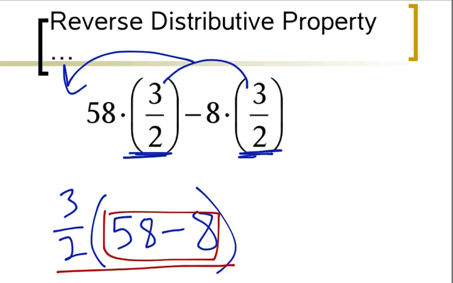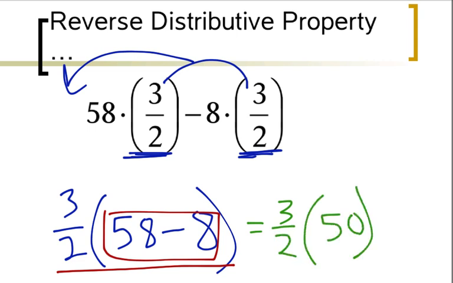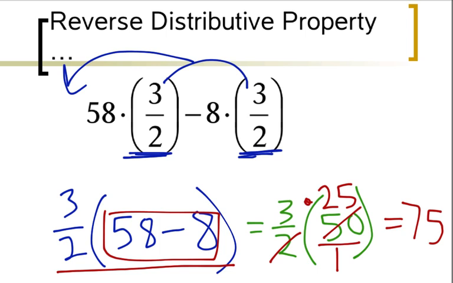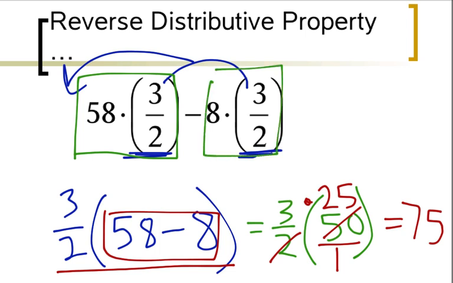58 minus 8 should give me 50, so I could rewrite that to be 3 halves times 50. And that's nice because the 50 is really over a 1, and I can take the 2 and the 50 and reduce to be 25. So all I really have to do is 3 times 25, which is 75. Otherwise, up top, the way that it was written originally, I could have also reduced these fractions. The 8 could reduce with the 2, the 58 could reduce with the 2, and then I could simplify from there. So, again, the answer is 75. I'll reduce it the other way also.